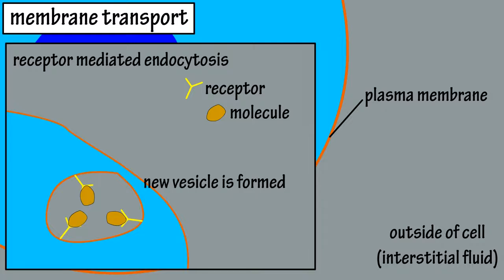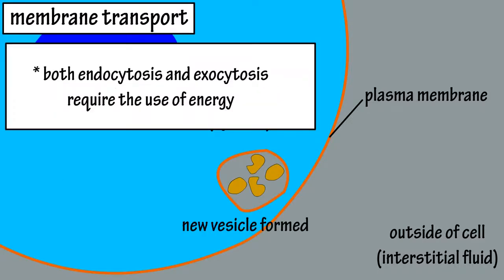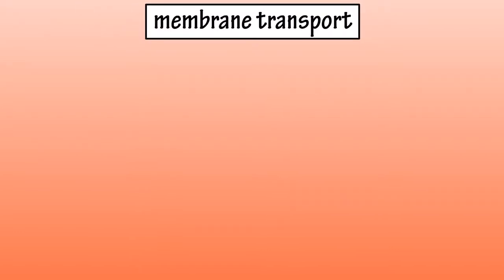One last thing to note. Both vesicular transport processes, endocytosis and exocytosis, require energy. And that be the basics on transport across a membrane.